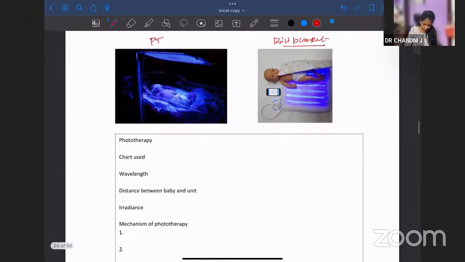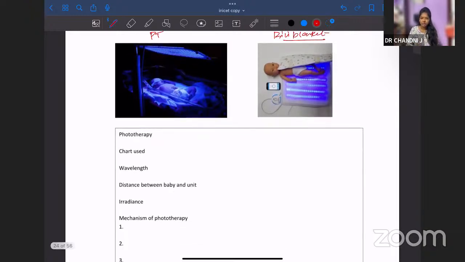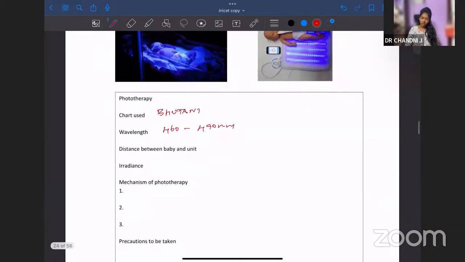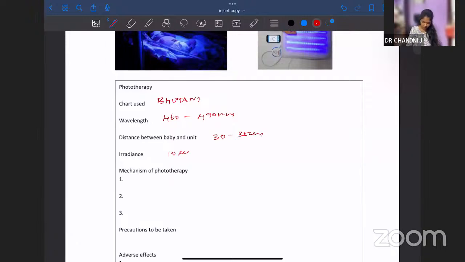So what is the chart used to assess phototherapy, when to give or not? That is called Bhutani's nomogram. What is the wavelength that should be used? 460 to 490 nanometer. The distance between the baby and the phototherapy unit should be around 30 to 35 centimeters. Irradiance is around 10 microwatts per centimeter square per nanometer.